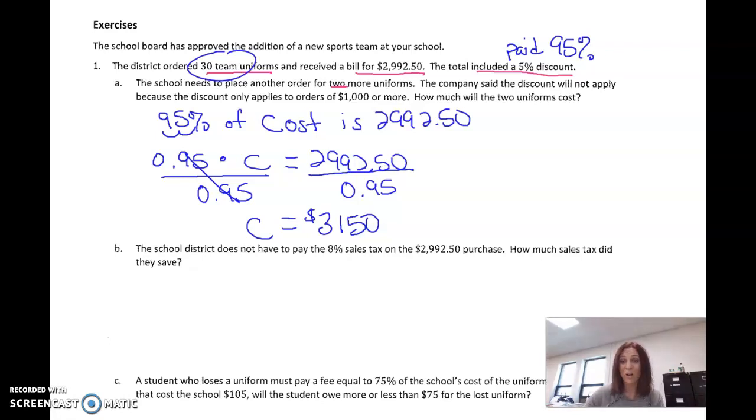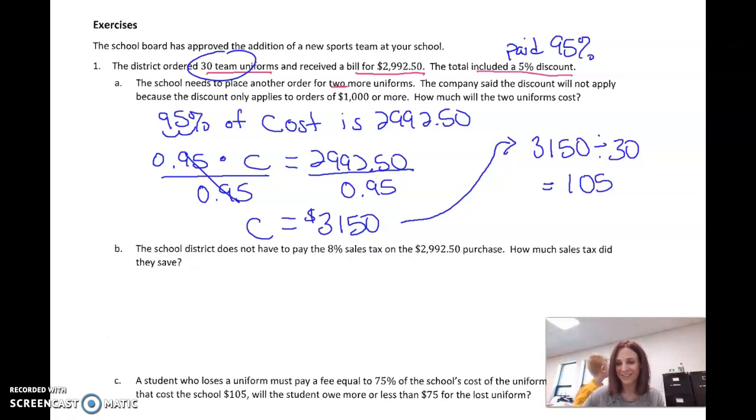So if I know our total cost should have been $3,150, and I know I bought 30 uniforms, if we go 3,150 divided by our 30 uniforms, that's going to equal 105. So that means it's $105 per uniform. But we got 2, so if we go 105 times 2, it's going to cost the school $210.